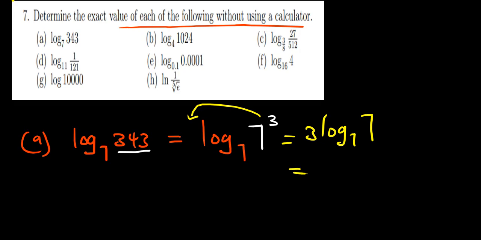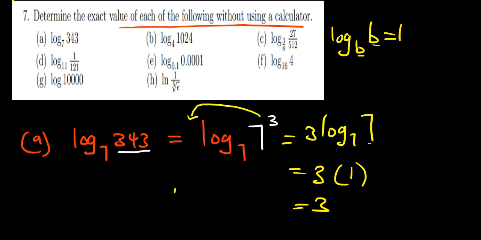And what did we say about a log of the same base with the same number following it, like we have 7 and 7 here? We said log b of b is always equal to 1. It doesn't matter what the number is, as long as those numbers are the same, we are going to get 1. So this would be 3 multiplied by log base 7 of 7, which is 1, so log base 7 of 343 is just 3.